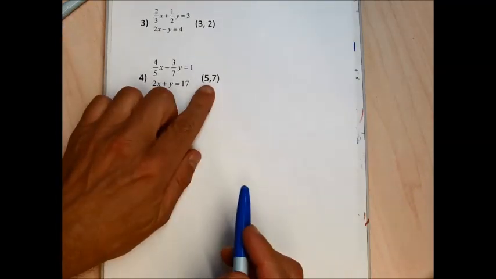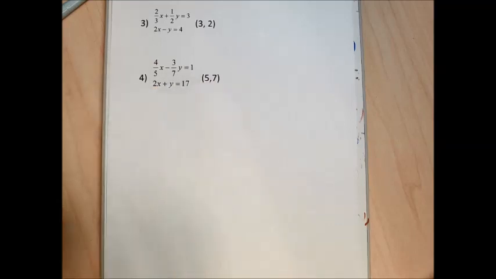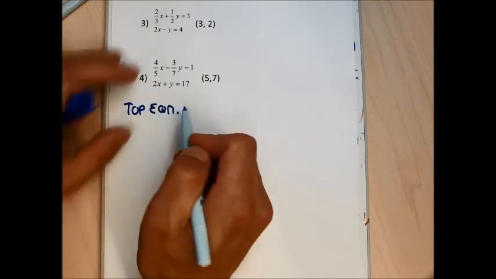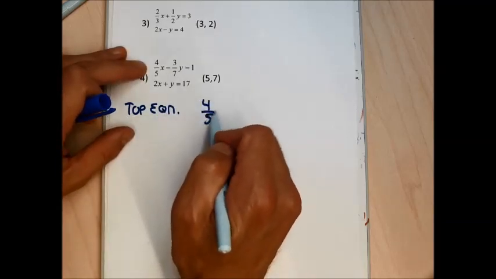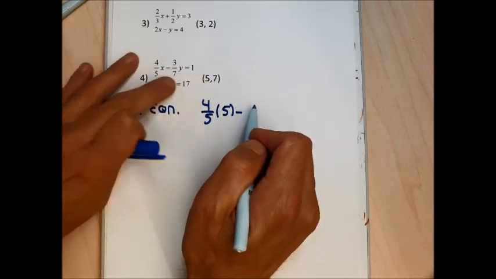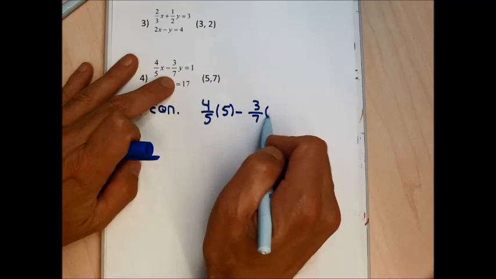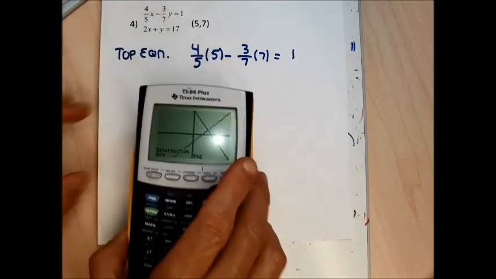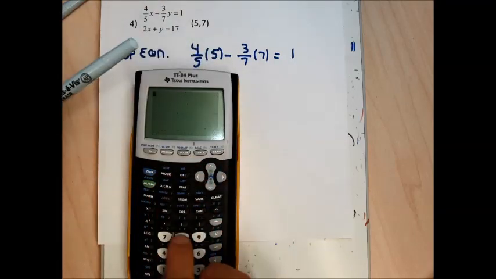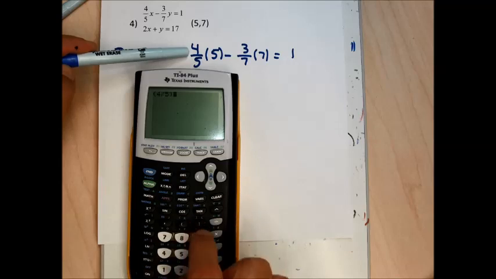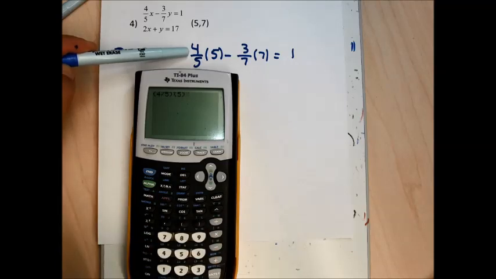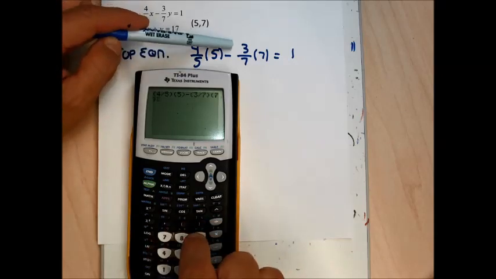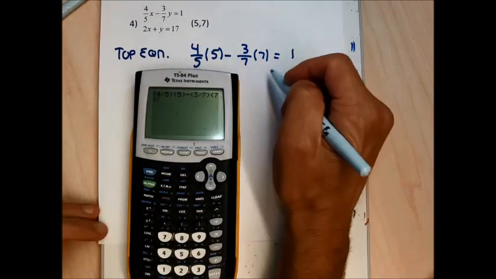To verify that (5, 7) is a solution to the system of equations in number 4, into the top equation, I'm going to plug in 5 for x and go 4/5 times 5 minus, and then 7 for y, 3/7 times 7 equals 1. I can do this by hand, but a lot of students don't like to do fraction work by hand. So let me do this work on my calculator. I'm going to go 4 divided by 5 in a parentheses, and then another parentheses for the times 5, and then minus 3 divided by 7 in a parentheses, and then another parentheses with a times 7. And when I hit enter, I better get 1.